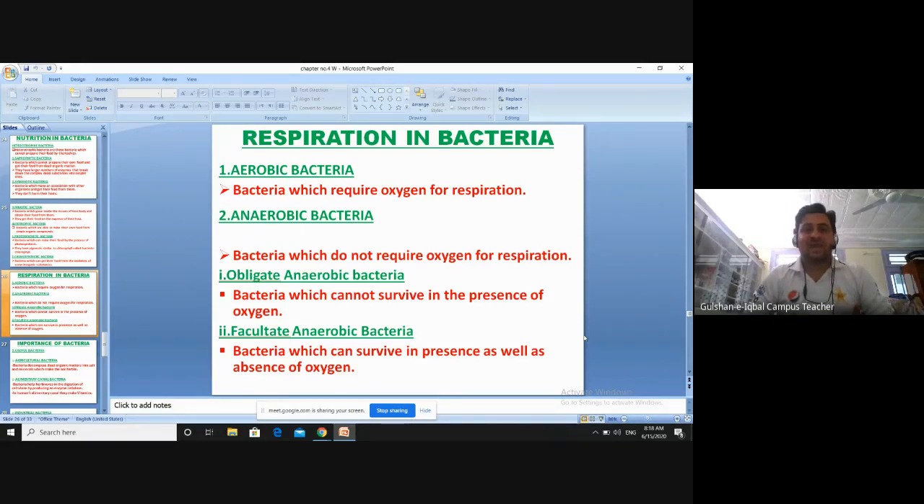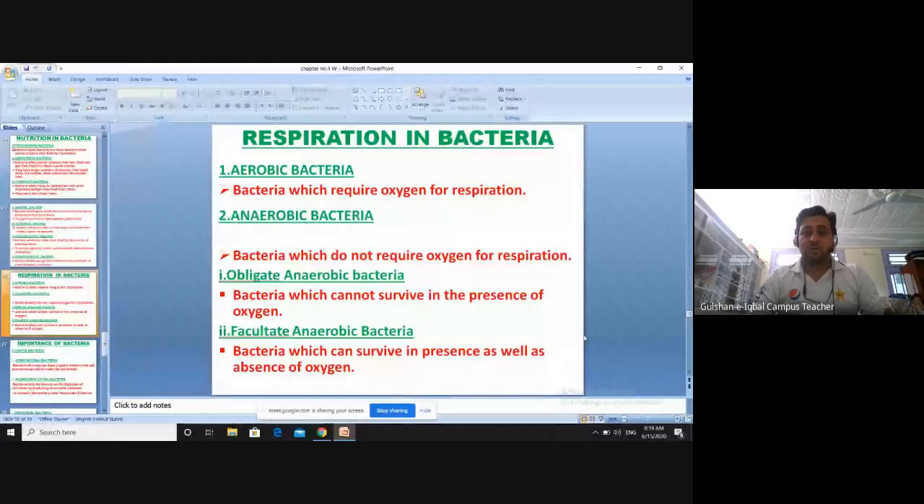The second bacteria is known as anaerobic bacteria. Anaerobic bacteria do not require oxygen for respiration. If there is no oxygen, this bacteria can survive easily. There is no need of oxygen for them. The anaerobic bacteria are further divided into two groups. One is known as obligate anaerobic bacteria, and second is known as facultative anaerobic bacteria. So the obligate anaerobic bacteria are those bacteria which cannot survive in the presence of oxygen. It means that if there is oxygen present, this bacteria is going to die. They cannot survive. And the second is facultative. Facultative anaerobic bacteria are those bacteria which can survive in the presence as well as in the absence of oxygen. If oxygen is present, that's good for them. If oxygen is not present, still it's good for them.